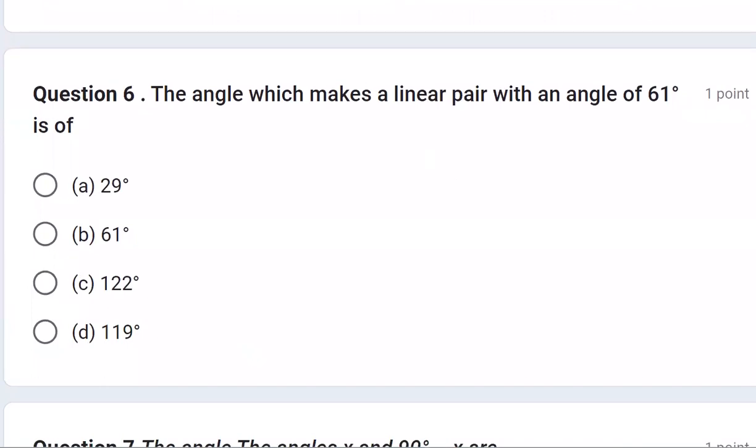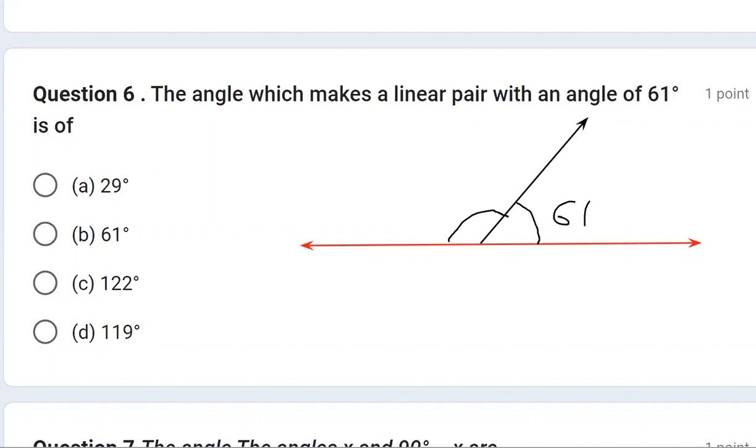In the next question, it says the angle which makes a linear pair with 61 degree. What is a linear pair, right? Say this is a straight line, and consider this to be another ray. Two angles are said to form a linear pair if they are adjacent as well as their sum is 180 degree. One of them is given here as 61 degrees. So consider this to be 61 degree, and the other angle is missing here. So we can assume this to be x.